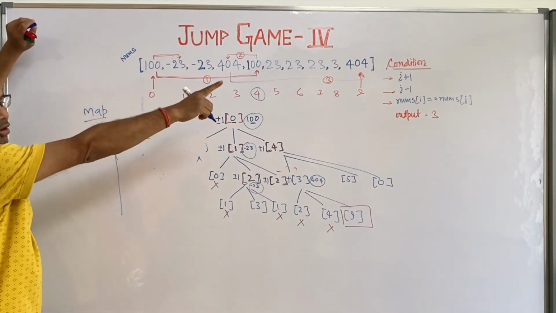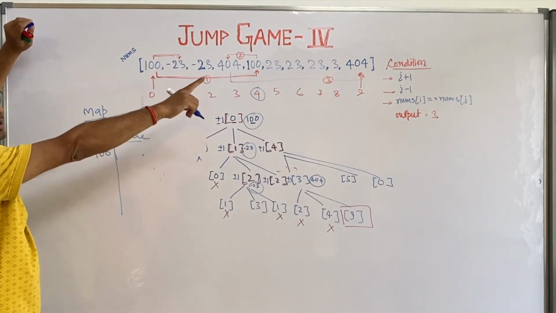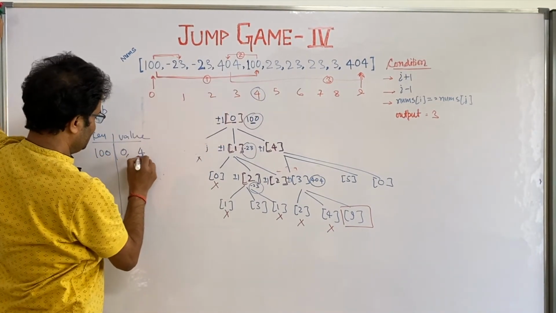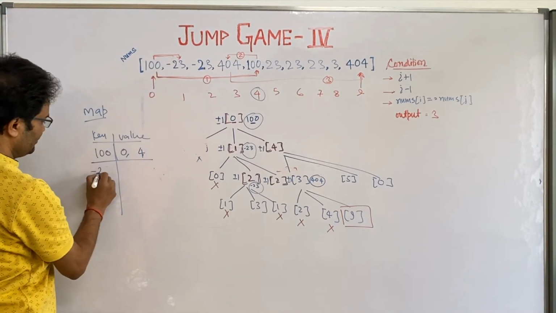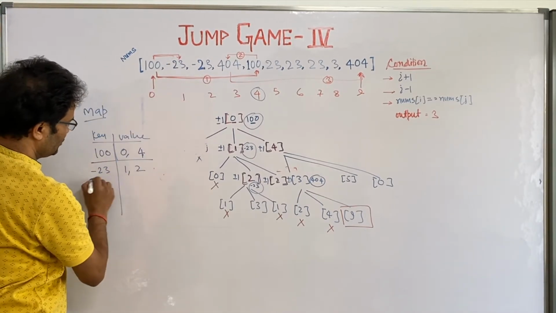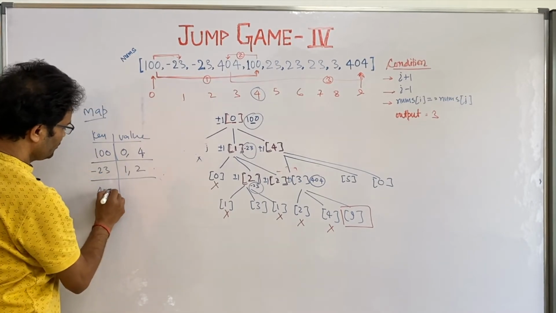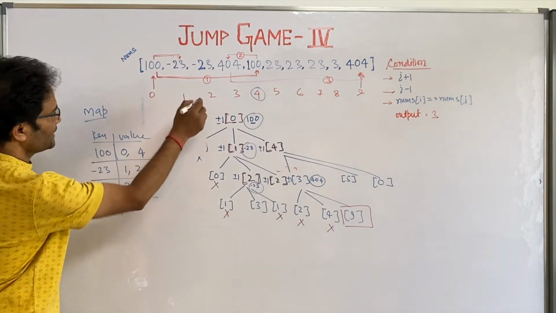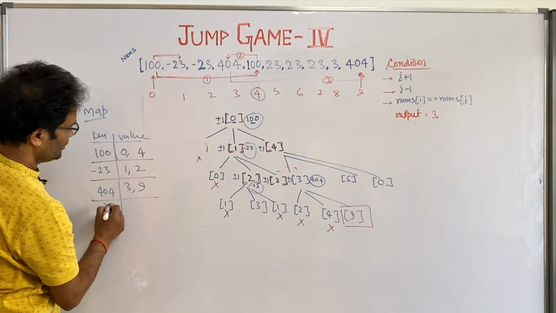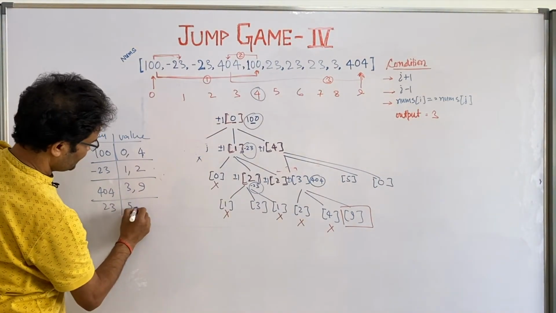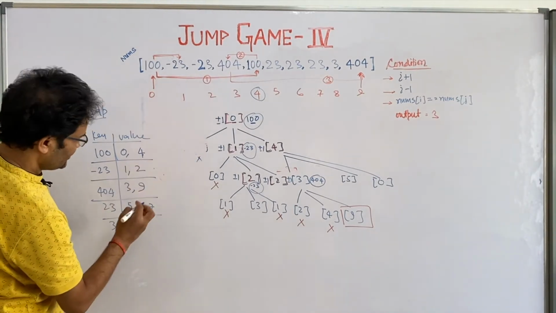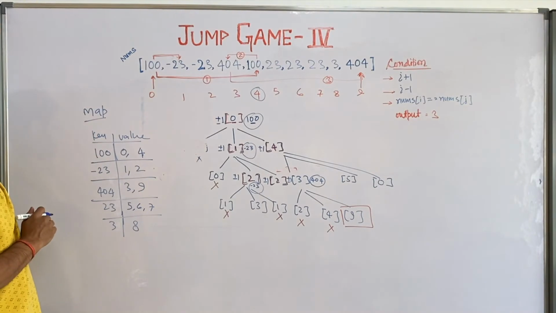In the key you give all the unique values of this array, right? The 100, and see where 100 is, at how many index places. So this is the 1 and another one is the 4. Second, minus 23. This is on the 1 and the 2. Another value, 4. This is on the index 3 and the 9. Then 100 we have already taken. 23 is on the index 5, 6 and 7, and the last one is 3, that is on the index 8. So you have to make this.